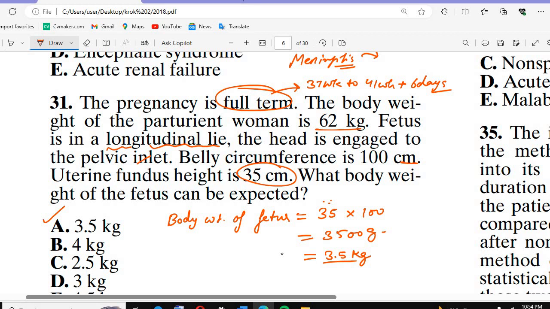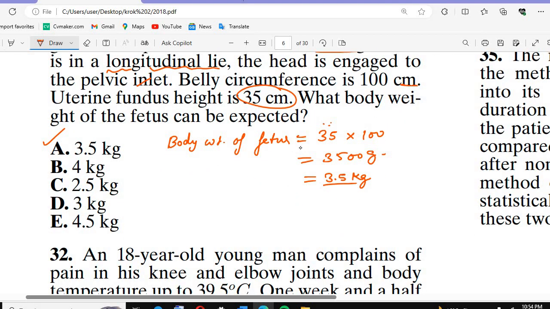So if you want to calculate the body weight of the fetus, you have to be given the body circumference along with the uterus fundus height. The body circumference multiplied by the fundal height will give you the body weight of the fetus. I think there was one question also where we discussed the formula in pediatrics, so revise those things again.